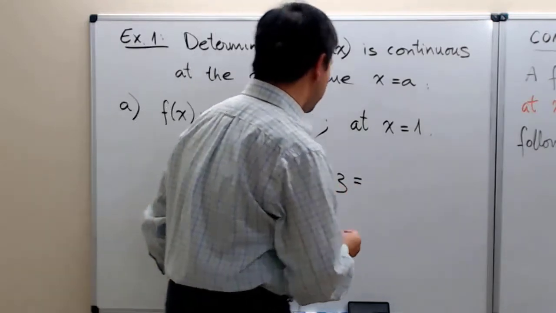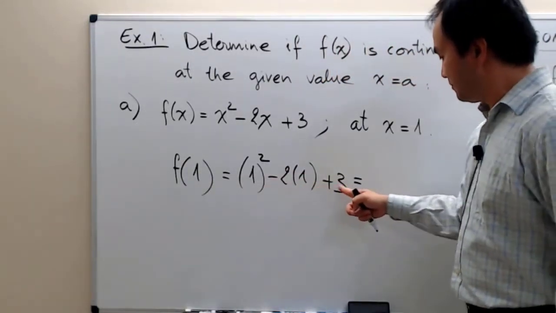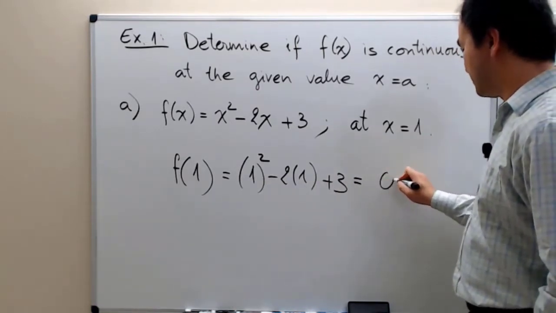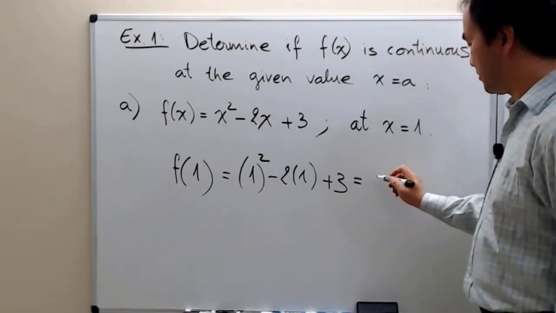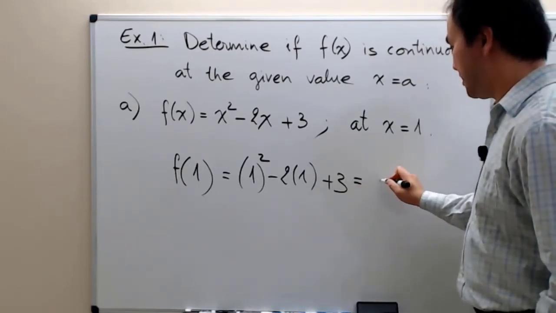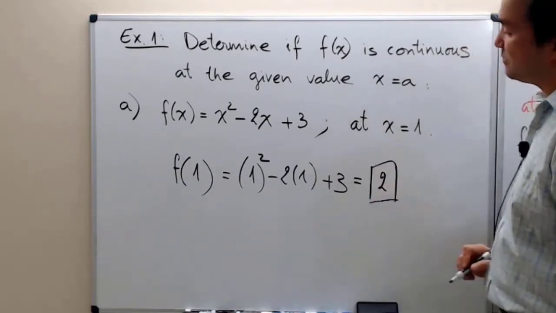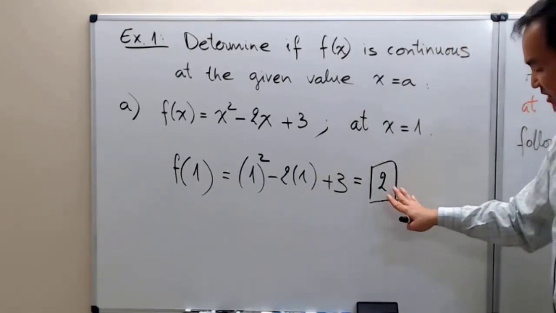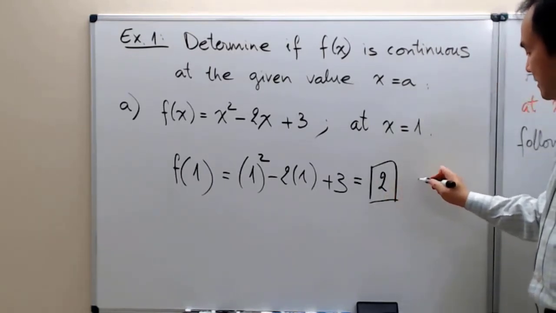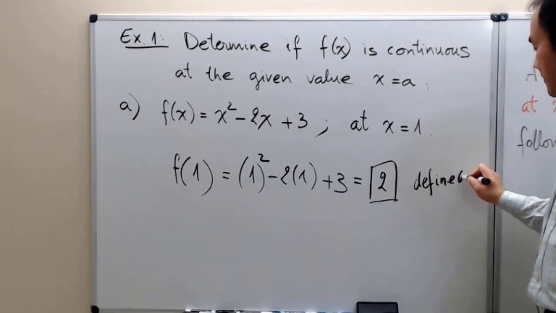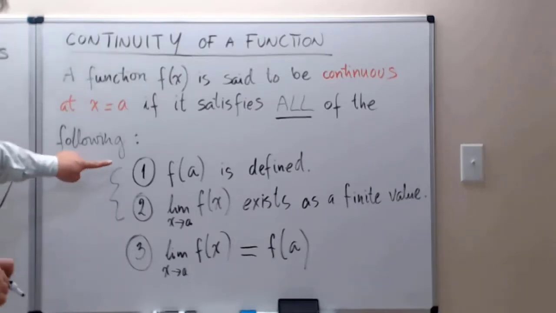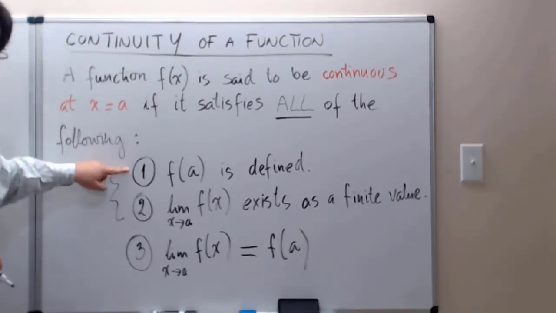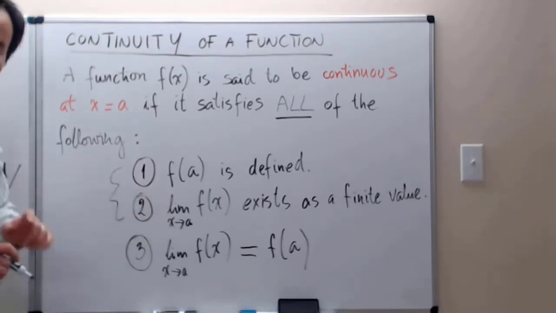And so 1 squared minus 2 plus 3, so that gives us a 0 value. I mean, sorry for my miscalculation, but that is a positive 2. But having a final output successfully calculated here only means our function here is defined. So now I put a check mark right there, meaning the first requirement has been satisfied. So now, satisfying only the first requirement, we need to move on to the next requirement.